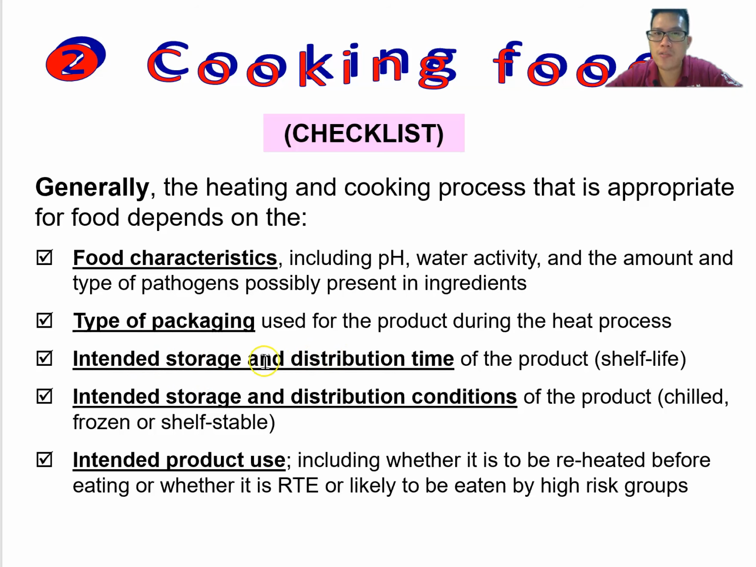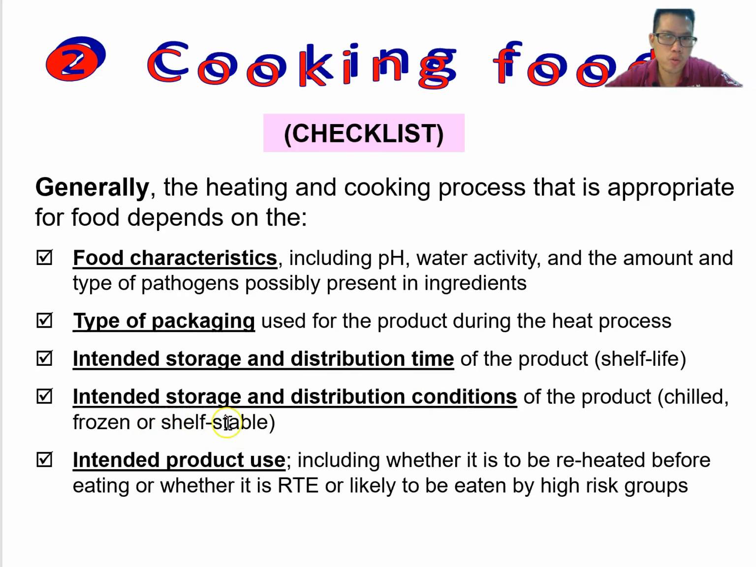What's the shelf life? The longer, the more risk. The longer you store, and the longer time you need to distribute the food, the higher the risk. For example, from a centralized kitchen, you want to distribute to all your outlets, the risk is higher. That's why the whole food chain needs to be more careful. Then, internal storage and distribution conditions.